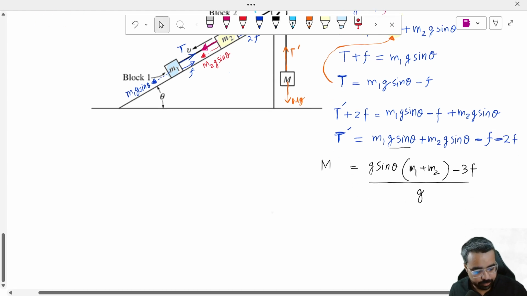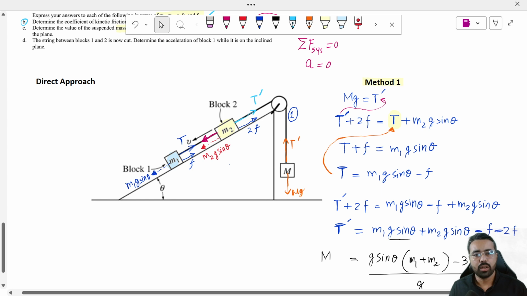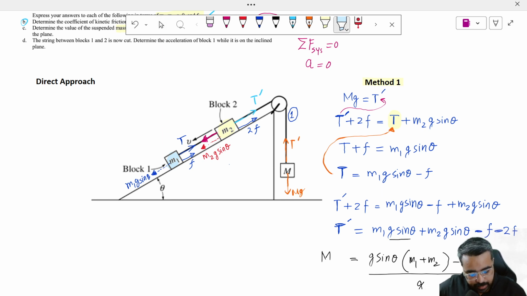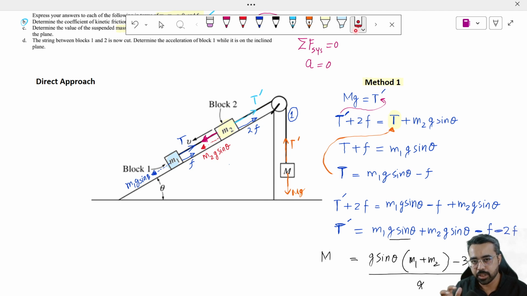So if I further divide by g, and make separate fractions, it will be sine theta times m1 plus m2, minus 3F over g. So this is our final expression for the mass M. Okay, students, now let's talk about the direct approach. Can I say that this T prime and this T prime have the same magnitude? So they are nullifying each other, they are cancelling each other's effect.